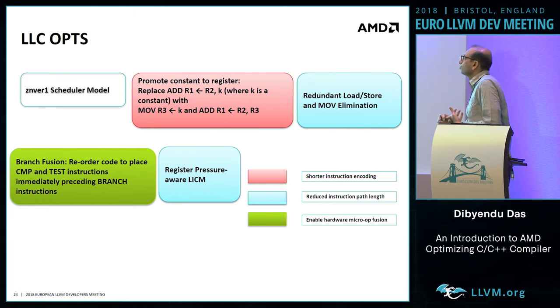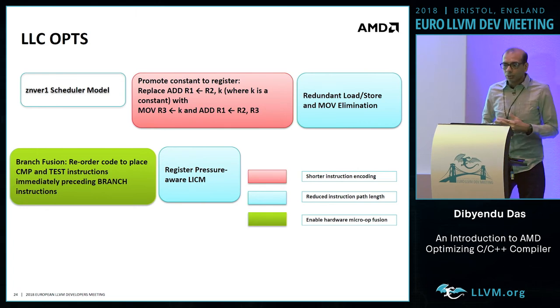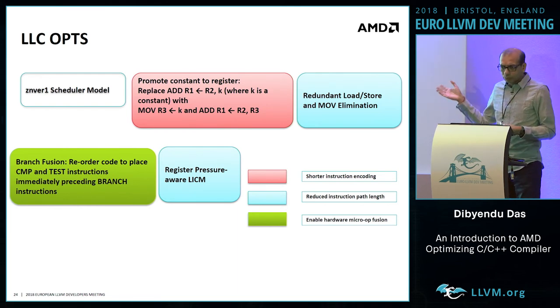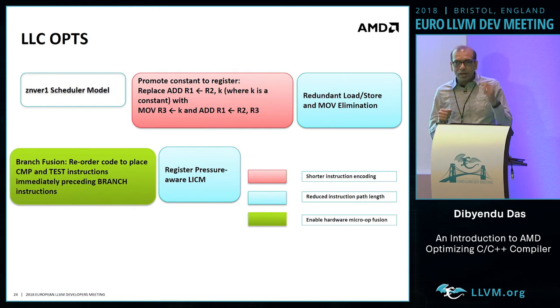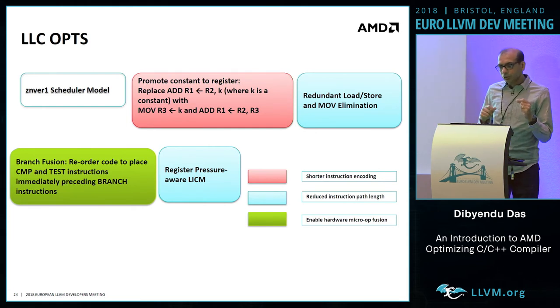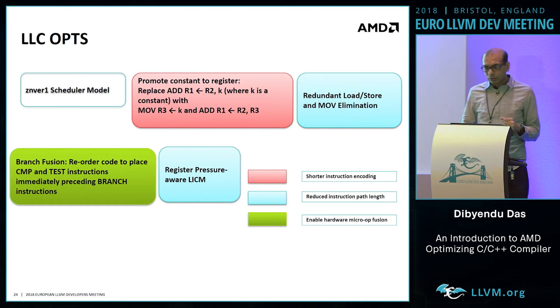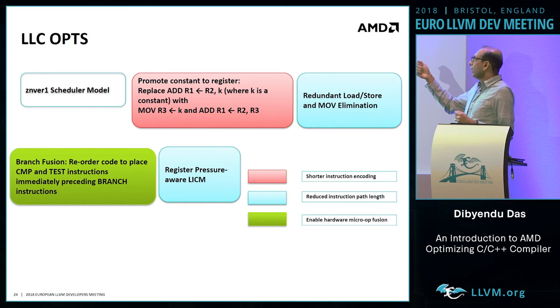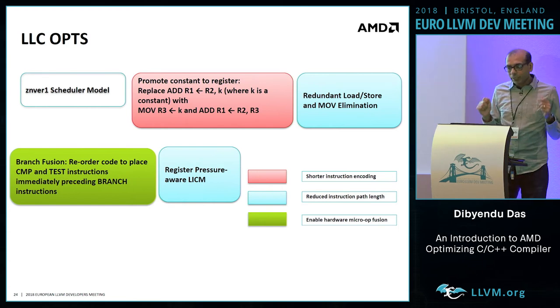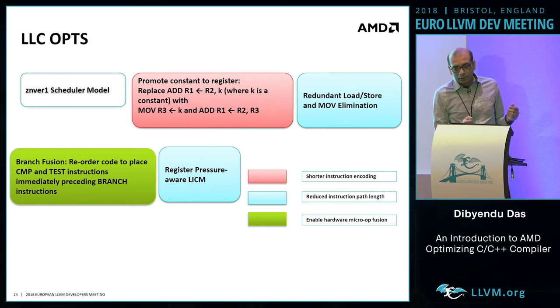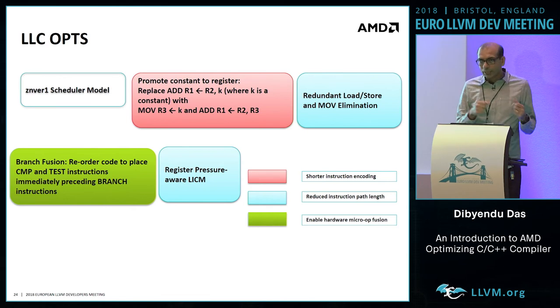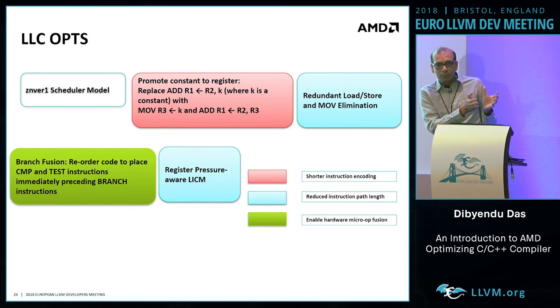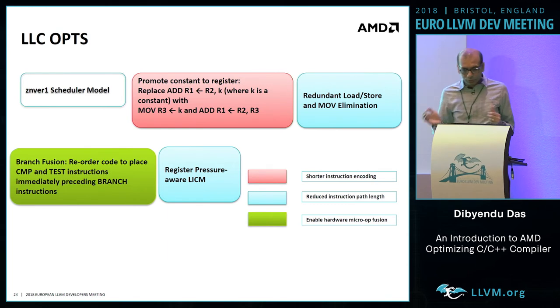One of them is promotion of constants to registers. I think in last year's EuroLLVM, there was some talk from ARM around something similar. So if you have a constant which is being used again and again in some of your instructions, for example in an add instruction, we can replace it by a move and then the add from the registers, mainly because in Zen it has a shorter instruction encoding. And as a result of that, the front end of the Zen pipe will be moving quicker because of the shorter instruction encoding.